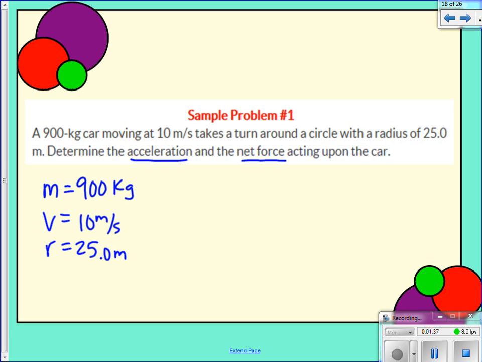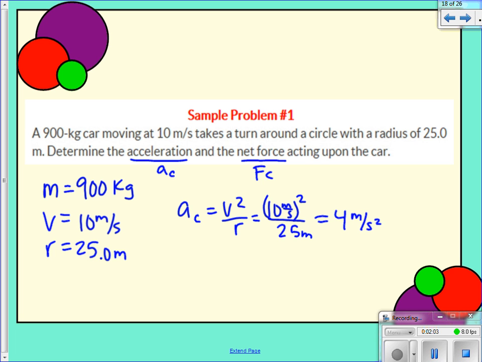All right, it's asking for what is the acceleration and what is the net force. Since it's moving in a circle, I know that it's talking specifically about centripetal acceleration and centripetal force. Centripetal acceleration is found by taking v squared over r. My velocity is 10 meters per second. We're going to square that, and we're going to divide that by the radius, which is 25 meters. And so 10 squared is 100 divided by 25, and that gives me 4, and meters per second squared is the units. Acceleration still has the units of meters per second squared.